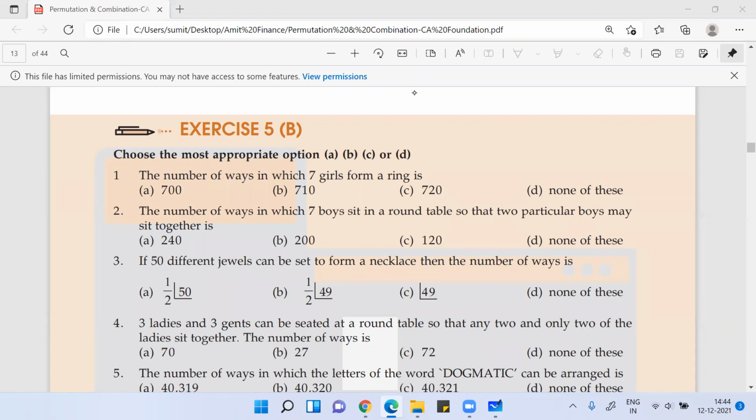7 boys, no, a round table is there. 7 boys at a round table and 2 boys are always together. So if 2 boys are always together, let A and B be always together. Now if A and B together form X, now you have 6 boys. So 6 boys will sit in a circle in how many ways? 5 factorial, where X is basically A and B, which can interchange their places in 2 factorial. So the answer would be 5 factorial into 2 factorial means 240.